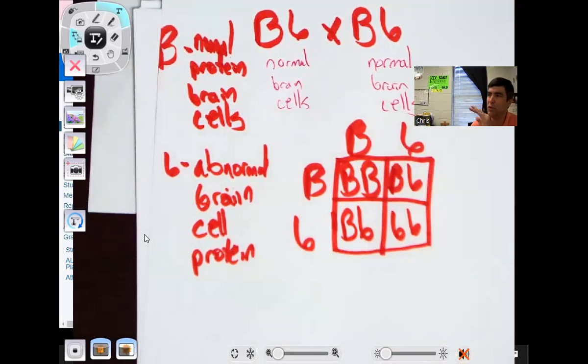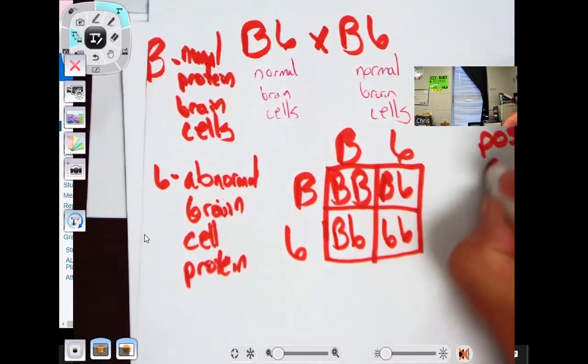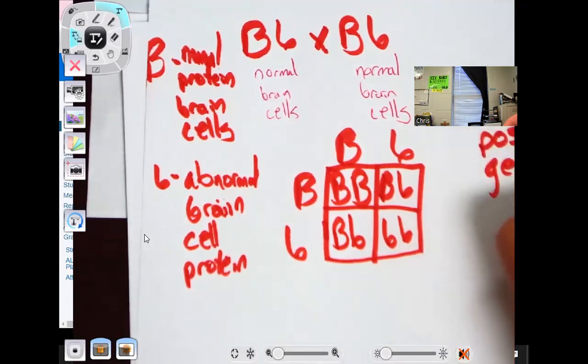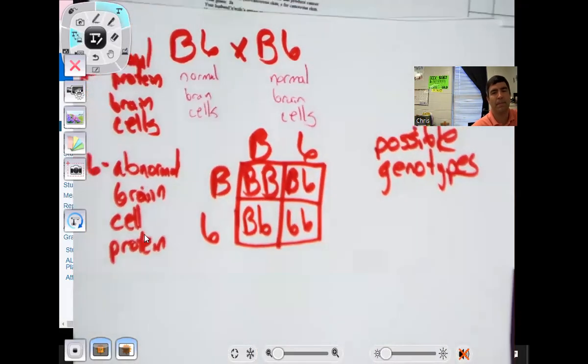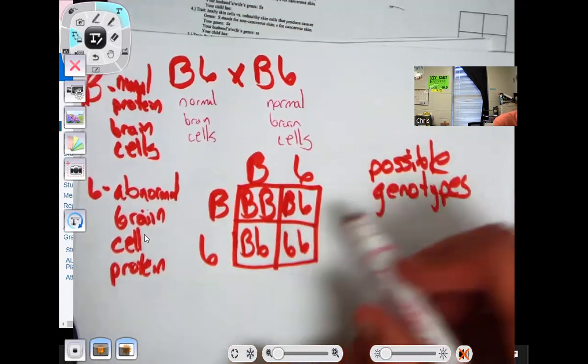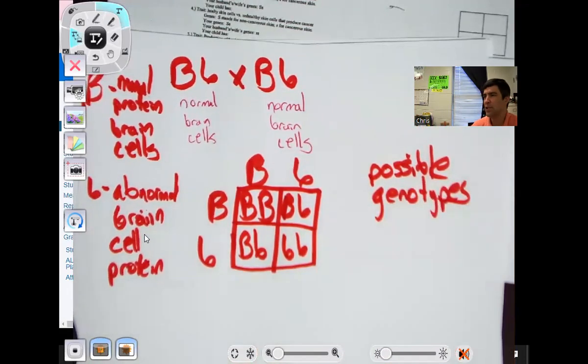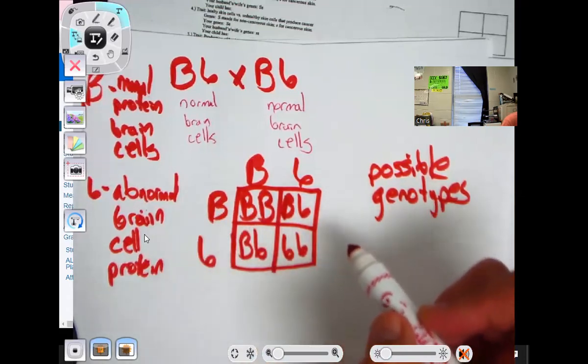Now remember with all these problems, we do the possible, what are the two things we do? We do the possible phenotypes and genotypes. Possible genotypes and, yes, thank you for correcting me. I need that. Possible genotypes. And a genotype, is it the trait that's shown, or is it a listing of the alleles? It's a listing of the alleles. So there are three genotypes here.